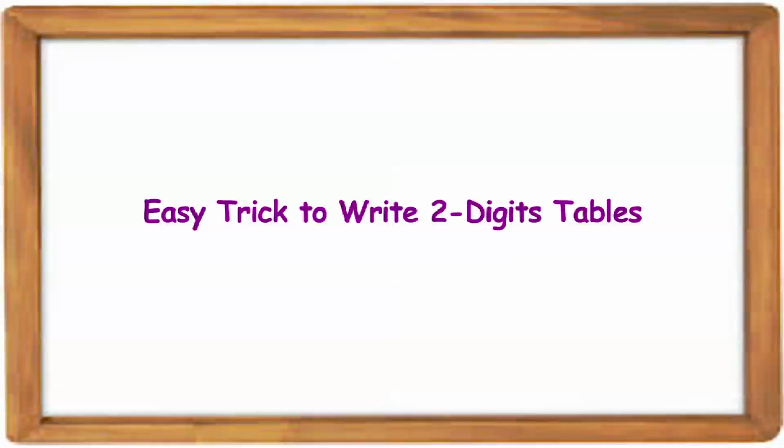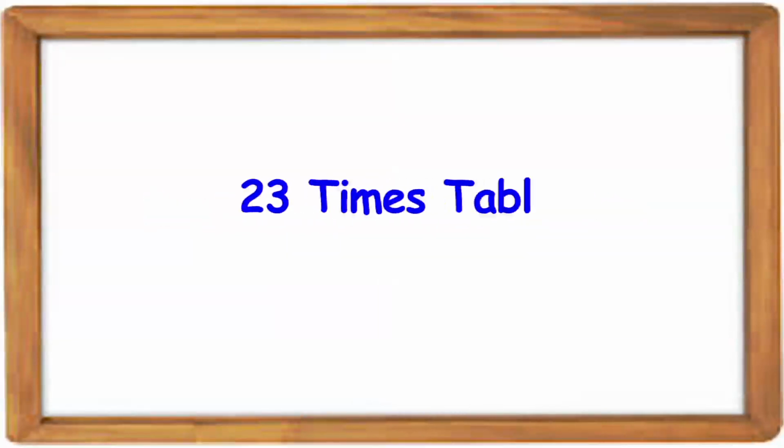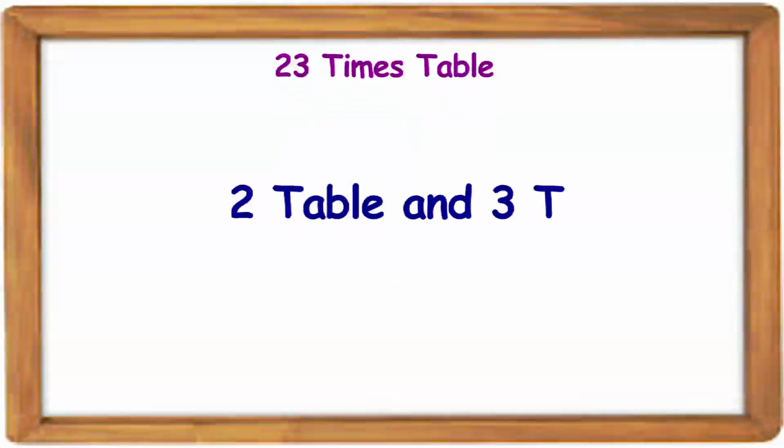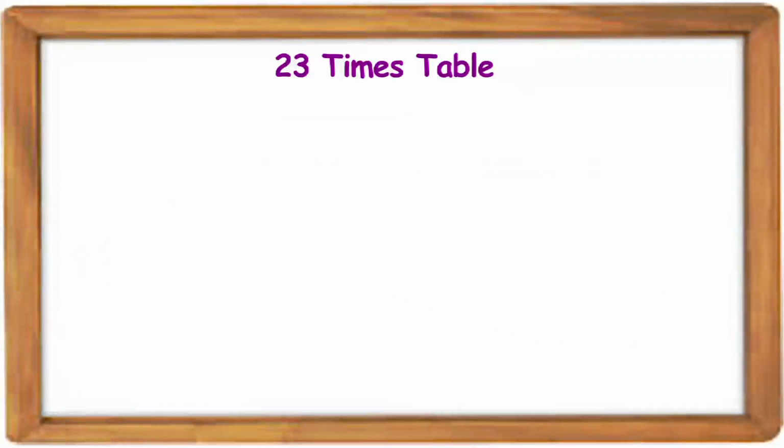Today our topic is easy tricks to write two digits table. For example, we write 23 times table. We know two table and three table. First we write two table.